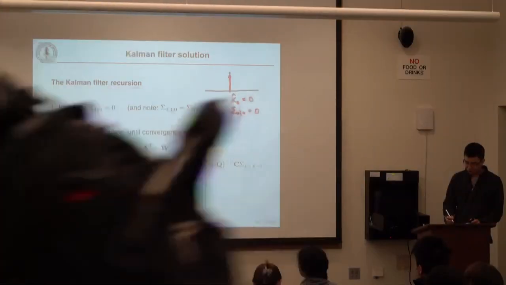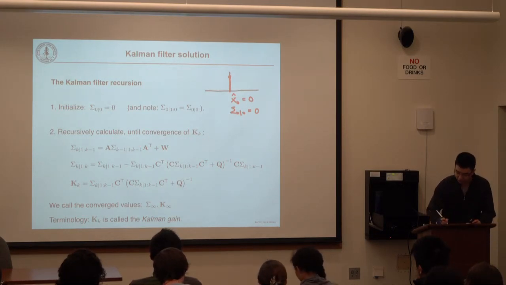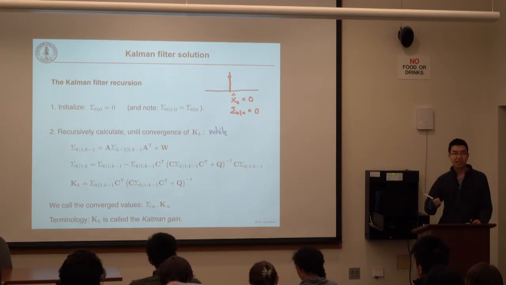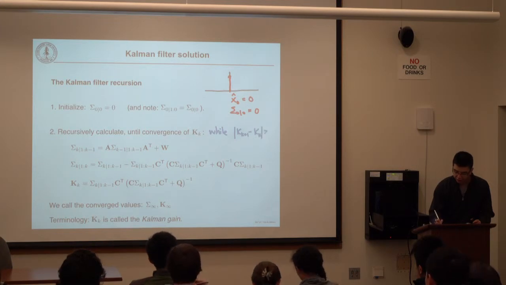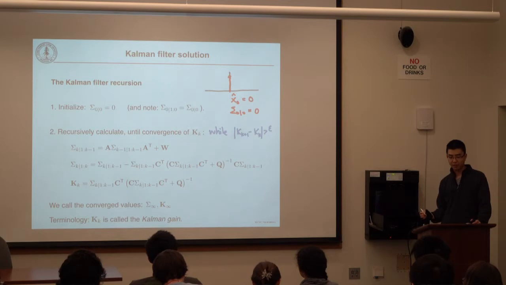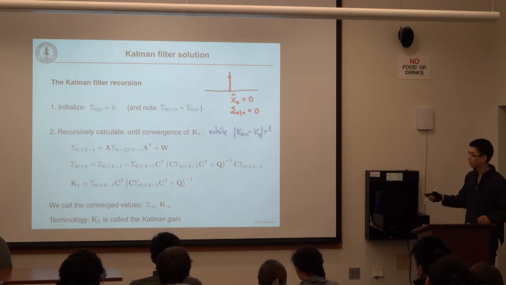And what we're going to do is recursively calculate until the convergence of K_k. In MATLAB, this will literally be a while loop, and we'll tell you exactly what it is on homework 5, but it would look like: while K_{k+1} minus K_k is greater than some epsilon tolerance, right? So while the K's have not converged, I'm going to calculate these 3 equations recursively.